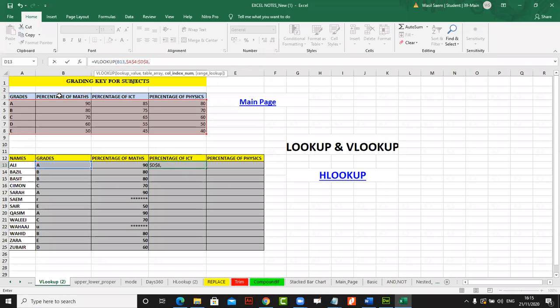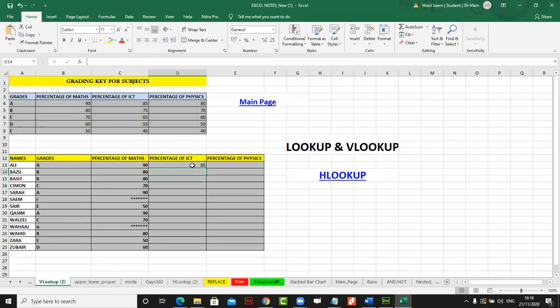Then I want the column index number. Column index number means the column from the summary table that holds the values that you want. In this case, I have one, two, the third column. So I'll write 3. And then comma 0 is for the exact match. We'll always go for exact match. Okay, so enter. Now, if I replicate this, I get this.